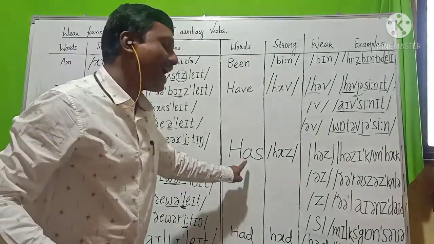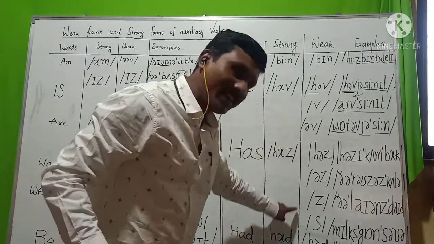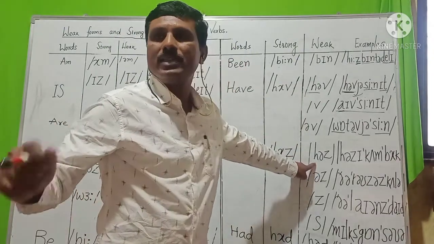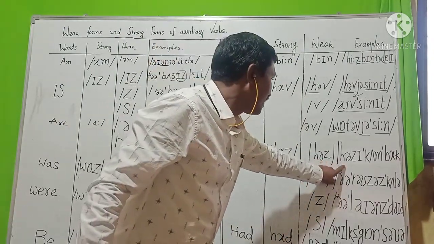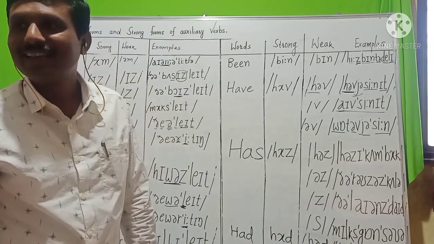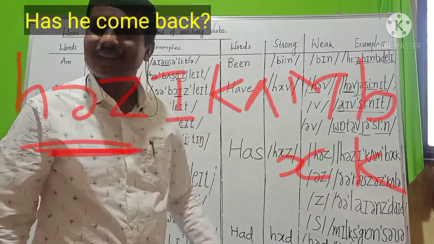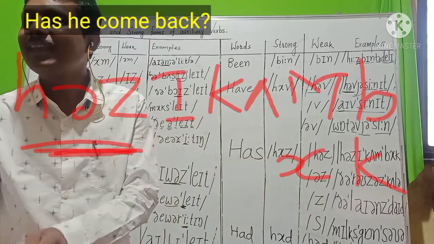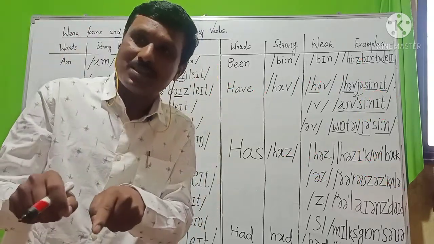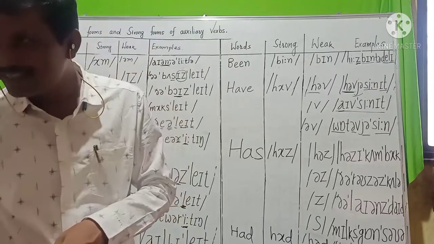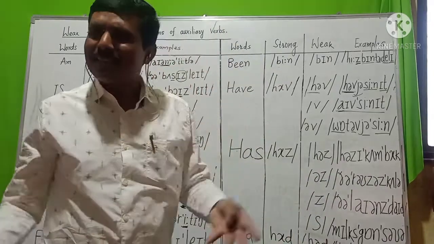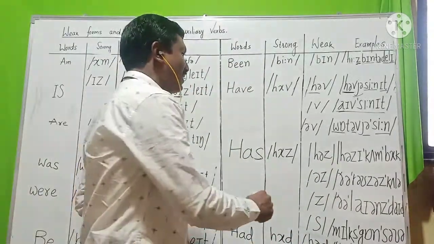Okay. Now this is has. It has three different forms again, similar to have. The first is has. If it occurs initially in the sentence, it is has. Has he come back? Has he come back? But when it occurs after he in the sentence, it becomes 's, right? Has he come back? It is like that.